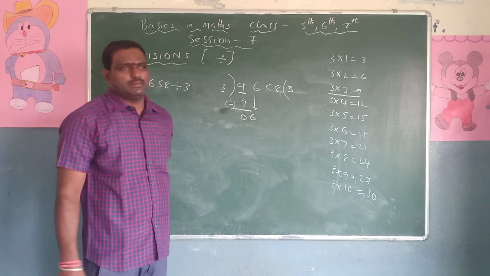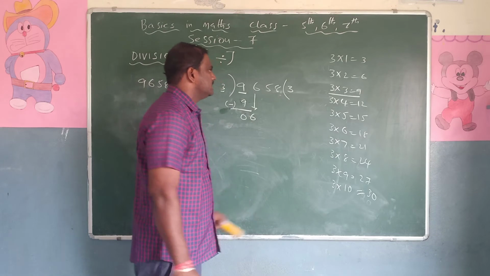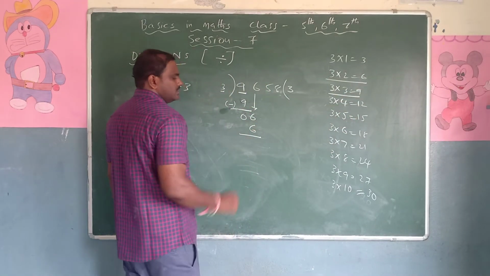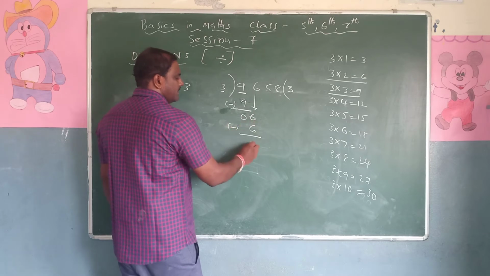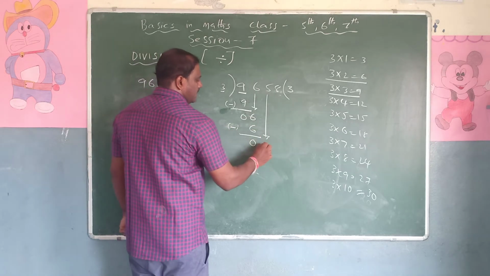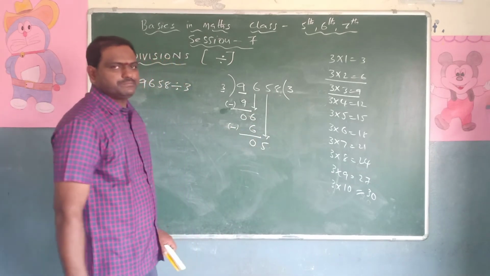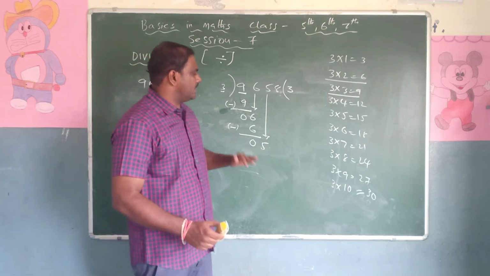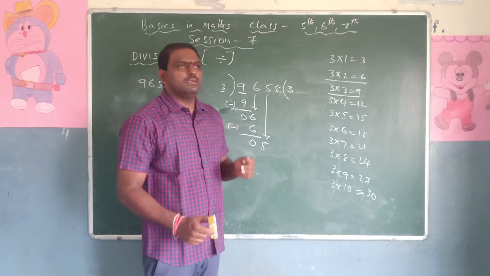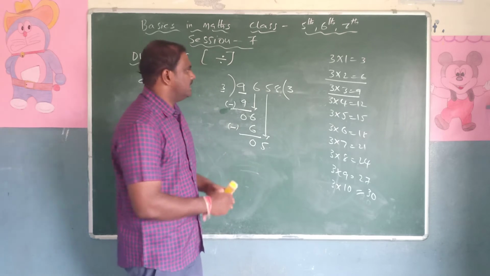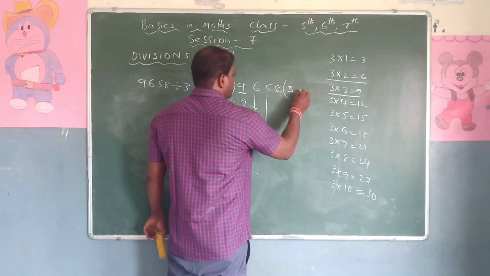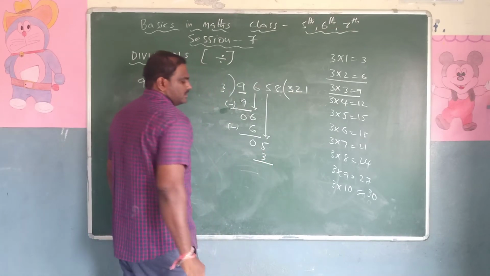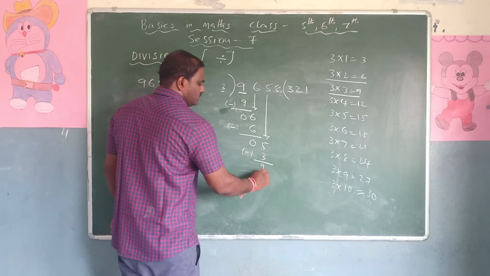Then again, read the 3 table. 3 ones are 3. 3 twos are 6. So, how much was it? 6. Again subtraction. 6 minus 6, 0. Again carry forward the 5. So we have to take the nearest lower number. Here I should write: 3 ones are 3. Now 5 minus 3 is 2.